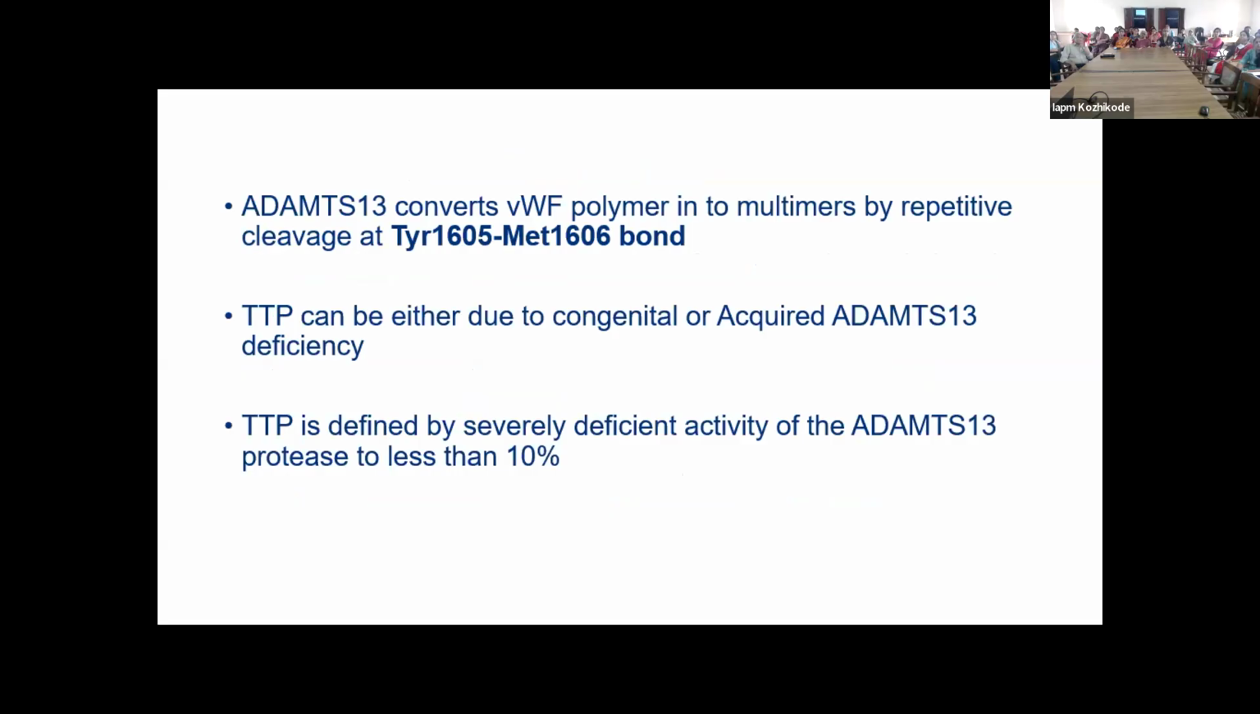It can be due to either congenital or acquired ADAMTS13 deficiency. In congenital, there is decreased production of the enzyme, and in acquired, the enzyme will be normal, but there will be inhibitors that inhibit the action of the enzyme. TTP is defined by severely deficient activity of the ADAMTS13 protease, to less than 10%.